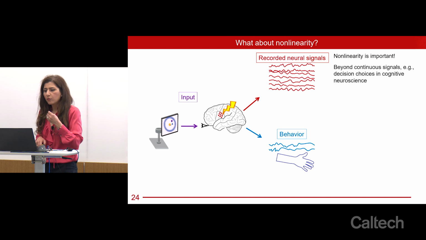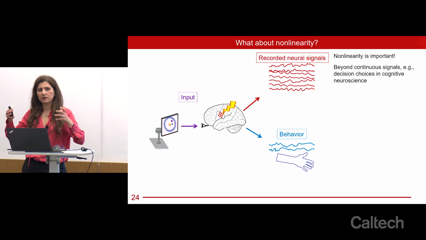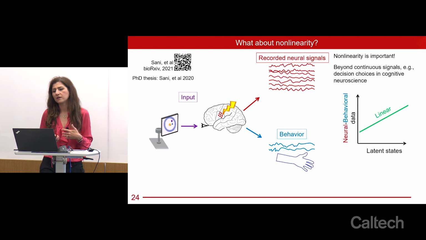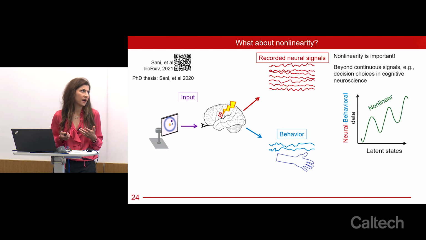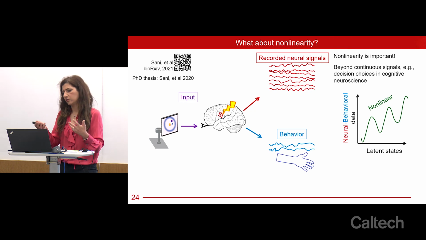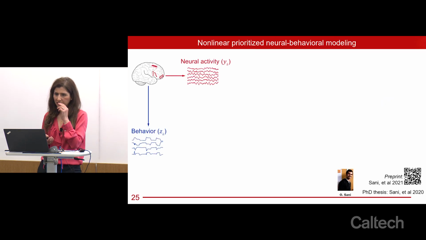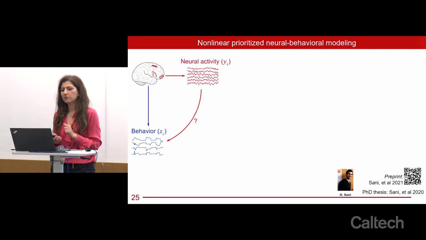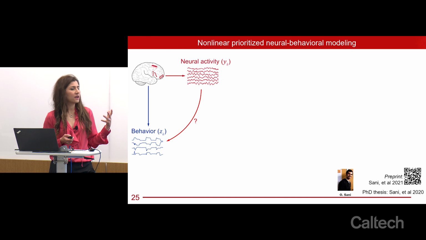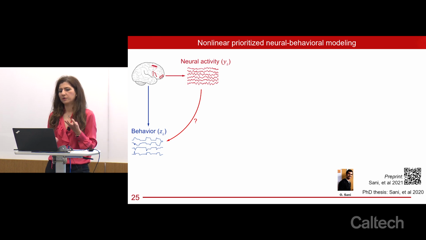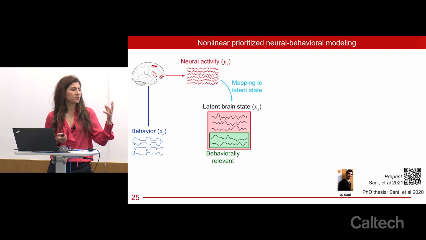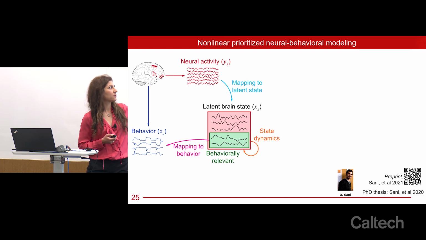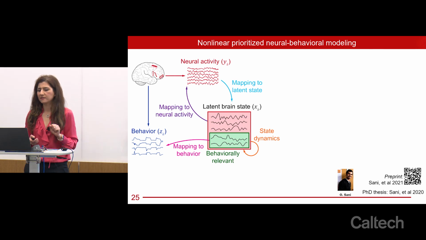So we wanted to therefore develop a nonlinear dynamical model of neural behavioral data that allows for these capabilities, so that we can go from a linear instantiation to nonlinear neural behavioral dynamical models. So how did we do this? We had to go back to the drawing board and write this relationship from neural activity to behavior in terms of 4 interpretable mappings: the mapping from neural activity to a latent state, the dynamics of the state, and then the mapping back to behavior and to neural activity.